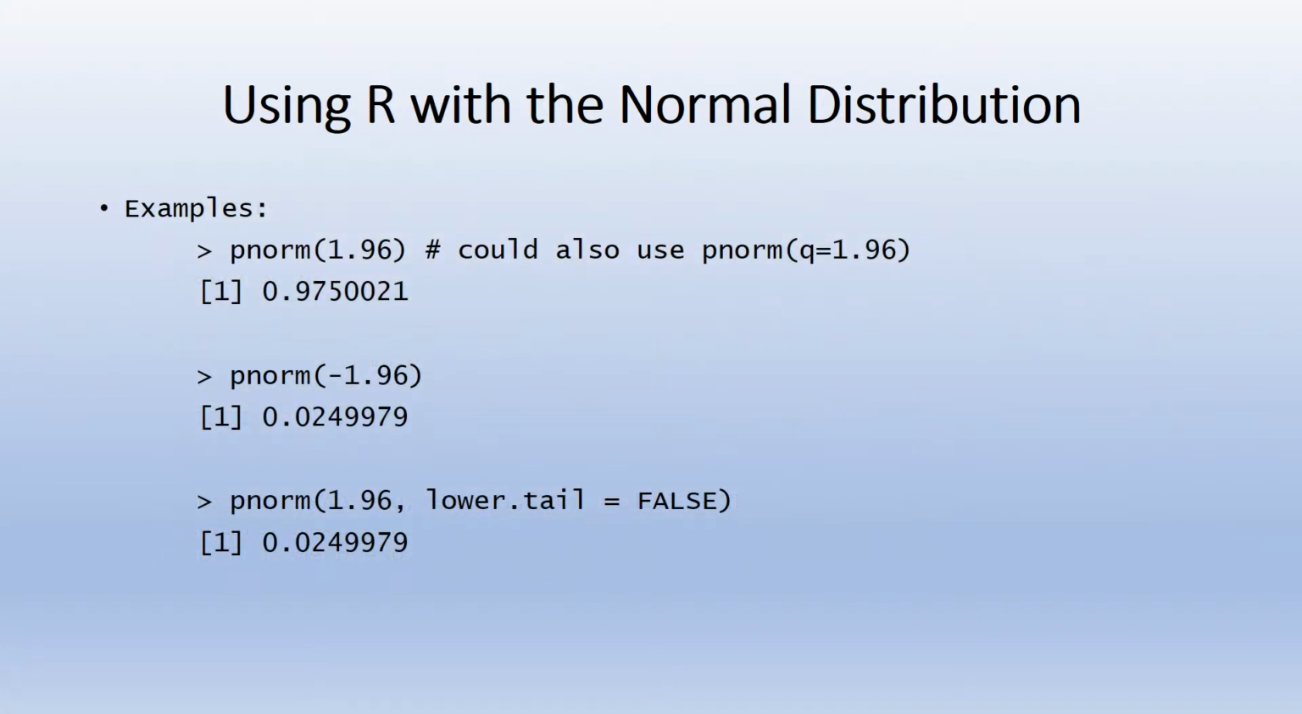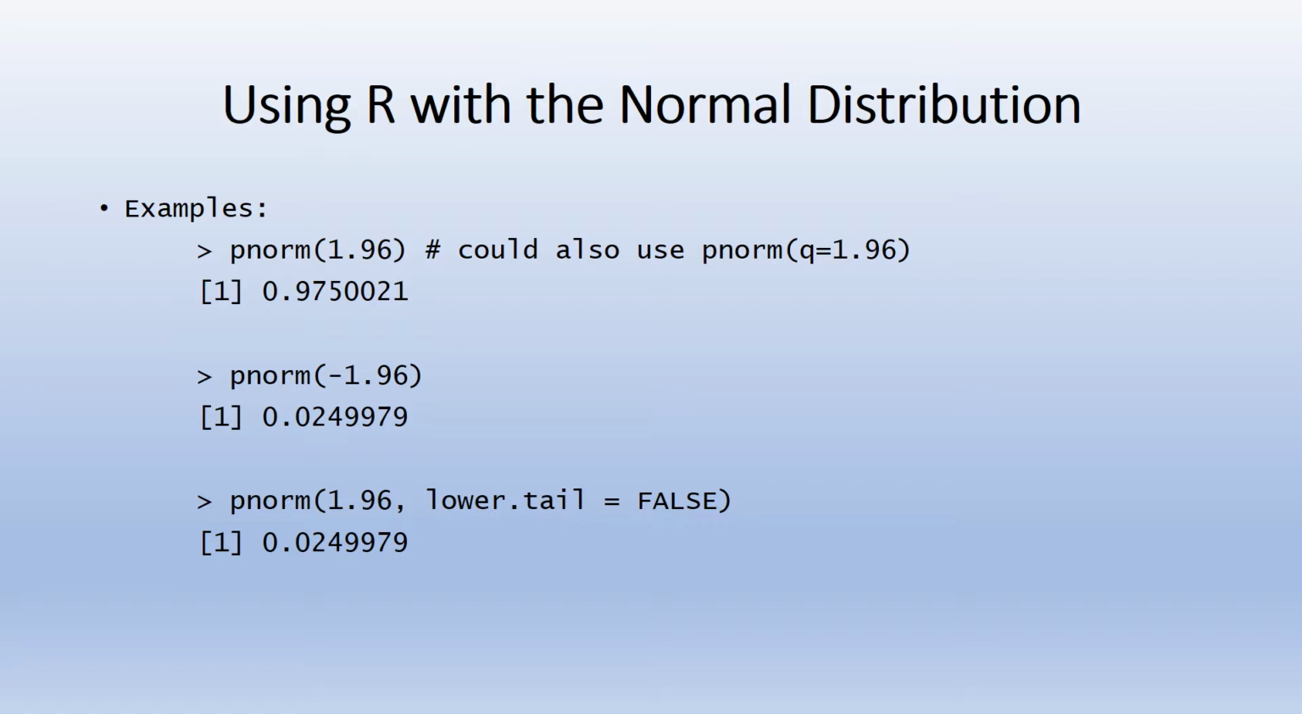In the first example, I used pnorm, open parenthesis 1.96, close parenthesis. Since q is the first argument in the pnorm function, R assumes 1.96 as a value for q. You could also explicitly type q equals 1.96. R returns an answer of 0.975 rounded. Since the default arguments are mean 0 and standard deviation 1, this is the standard normal distribution, so q in this case is also a z-value. This is the area under the standard normal distribution that is less than z equals 1.96.